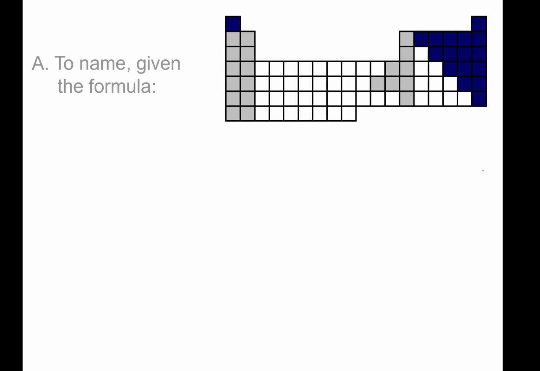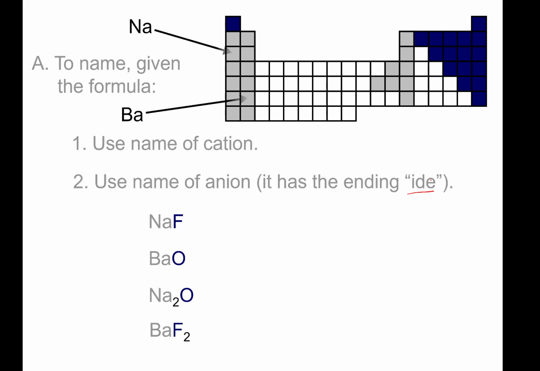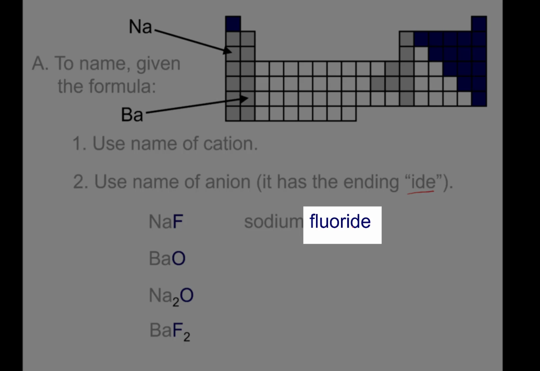So to name these types of ionic compounds, given the formula, what we do is we write down the name of the cation, then the anion name goes after it, and change the ending to "ide." So NaF, the cation is sodium, and then fluorine is the anion. We just change the ending to fluoride. Notice the IDE here.